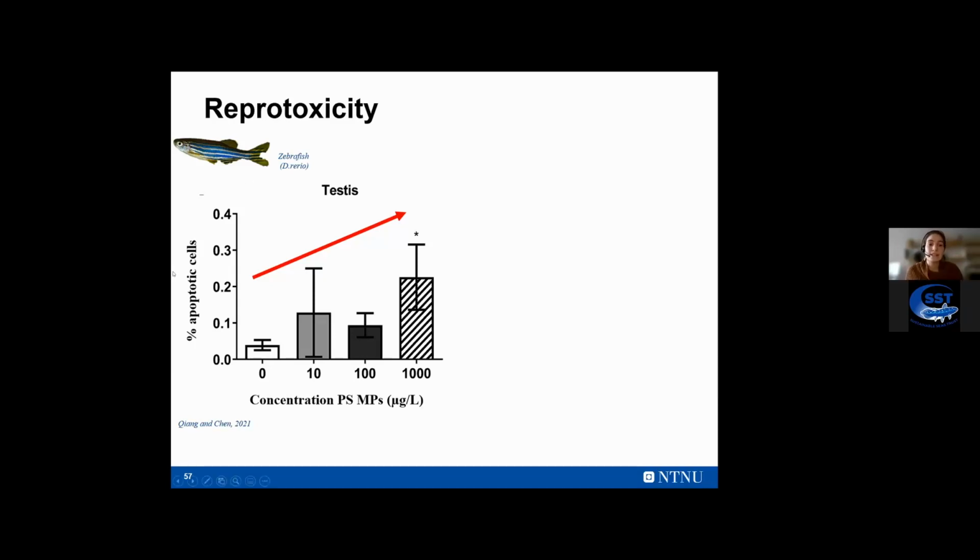And this happens when there is a pollutant: the cells try to destroy themselves to create some new cells to fight against the pollutants. They measured the percentage of apoptotic cells in the testes of the zebrafish using different concentrations of polystyrene microplastic. And they saw that the percentage of apoptotic cells really increased when the fish were exposed to polystyrene microplastic.